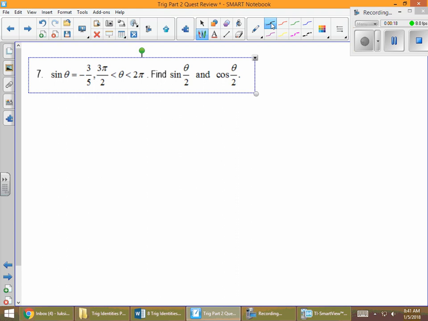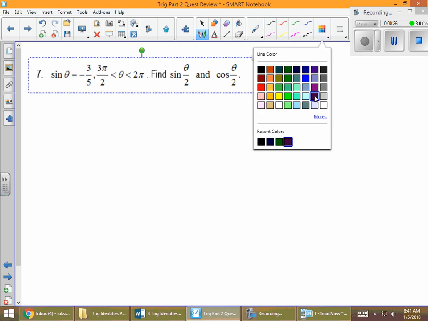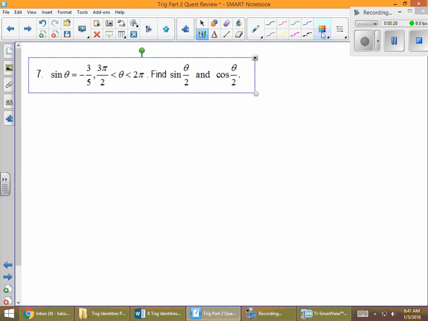So I'm going to start by finding two different equations I'm using here. Let's go ahead and write those out. So I'm going to work with sine of theta over 2. And sine of theta over 2 is plus or minus the square root of 1 minus cosine of theta, all divided by 2 under that radical.